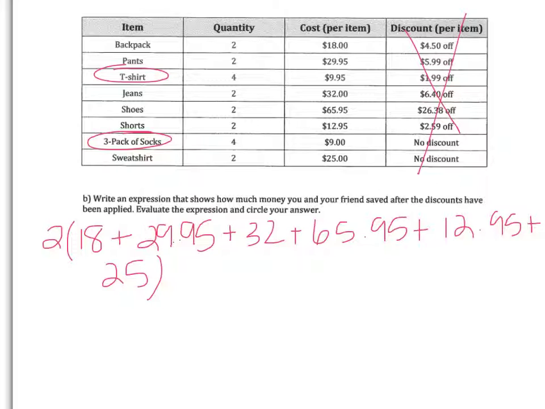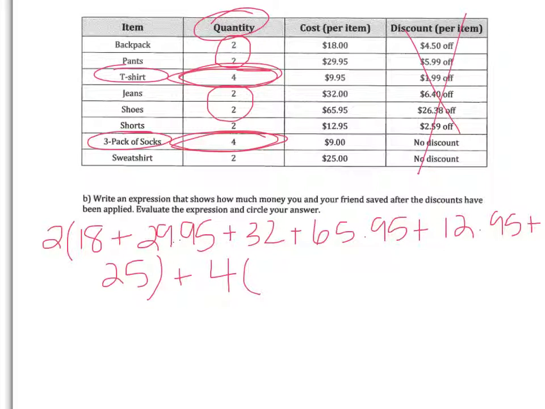So, I'm going to pause here for a second. Why did I write 2 times the quantity of 18 plus $29.95 plus 32, etc., etc.? Because if you look in the quantity column, I bought 2 of each of those things. 2 backpacks, 2 pairs of pants, 2 pairs of jeans, 2 pairs of shoes, 2 pairs of shorts, and 2 sweatshirts. How many t-shirts and socks did I buy? I bought 4 of those. So I'm going to add 4 times the price of those items. T-shirts were $9.95 and socks were $9.